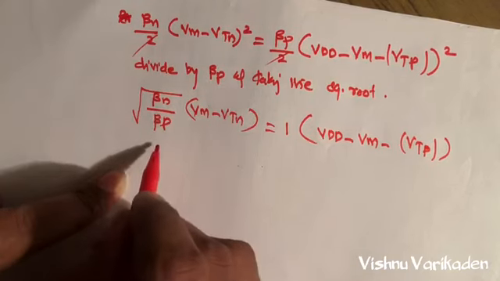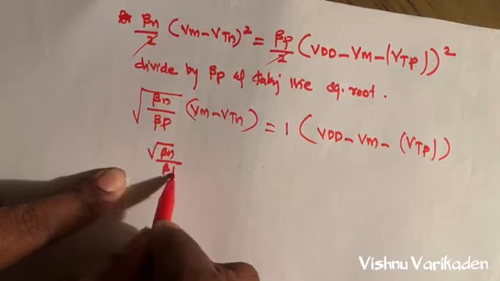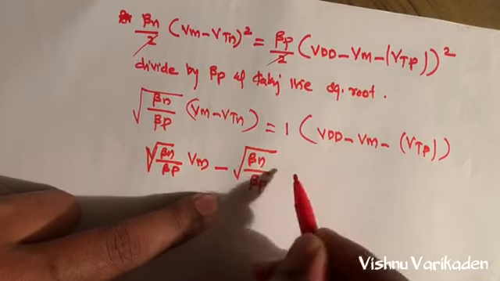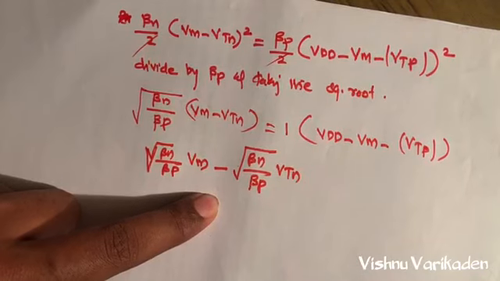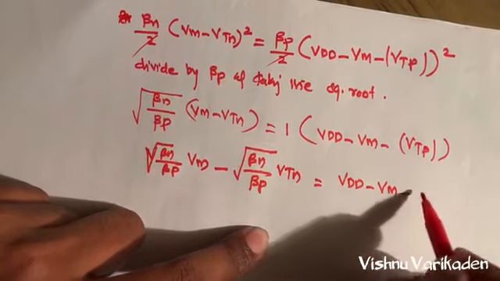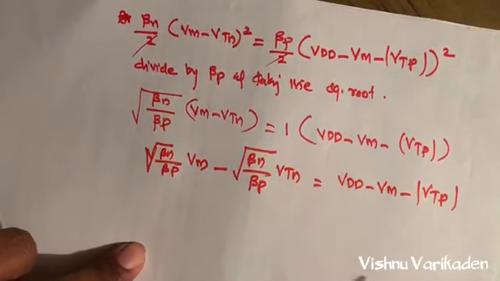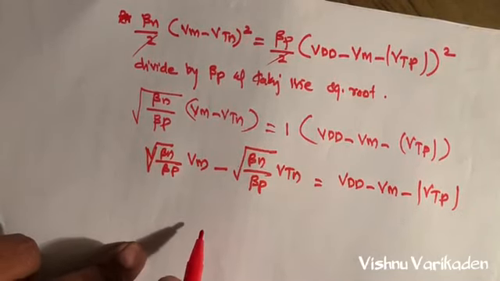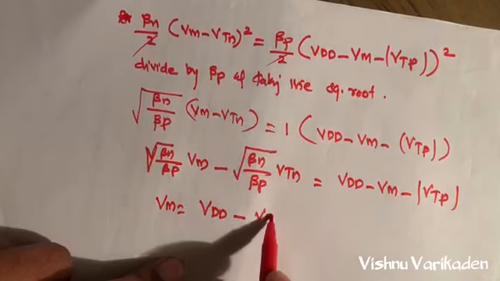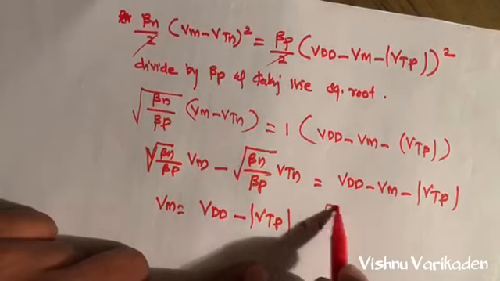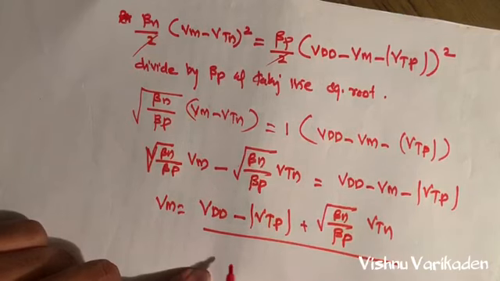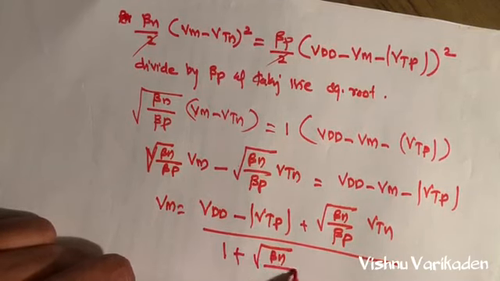Now we can write VM based on this equation: root of beta n by beta p into VM, minus root of beta n by beta p into VTN, is equal to VDD minus VM minus VTP. Rearranging, VM is equal to VDD minus VTP plus root of beta n by beta p into VTN, divided by 1 plus root of beta n by beta p.